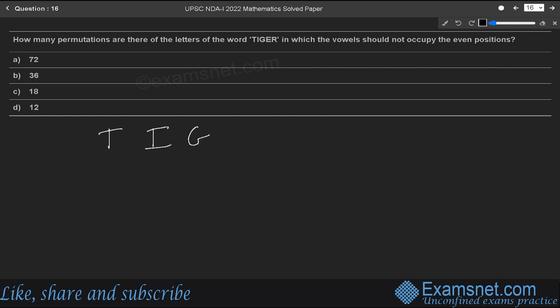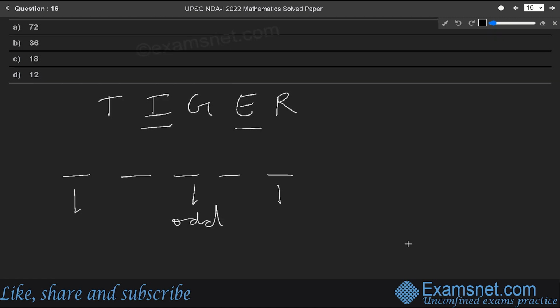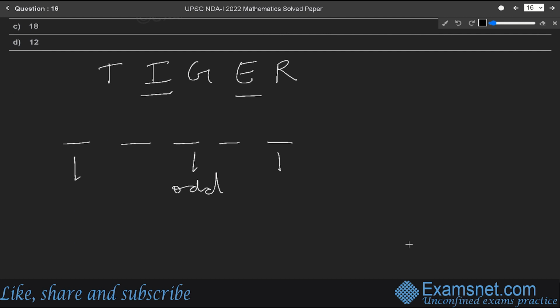So, the word tiger contains 2 vowels. Can you tell me what the 2 vowels are? Yes, the 2 vowels are I and E. And we know that the vowels should not come on the even positions. Total number of positions is 5, and out of 5, 3 positions are odd. So, from these 3 positions, we need to fix 2 positions for vowels. Out of 3 positions, we pick 2 positions for vowels, which will be equal to 3P2.